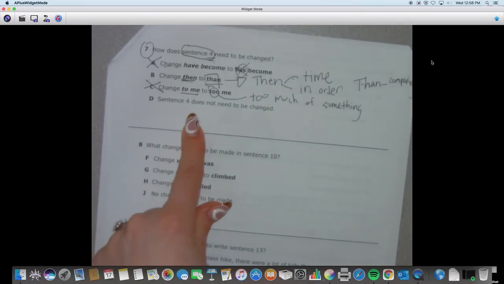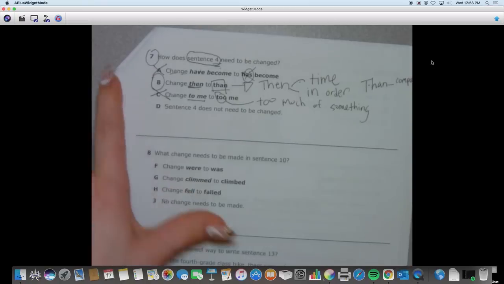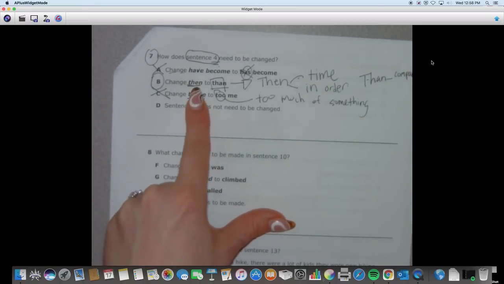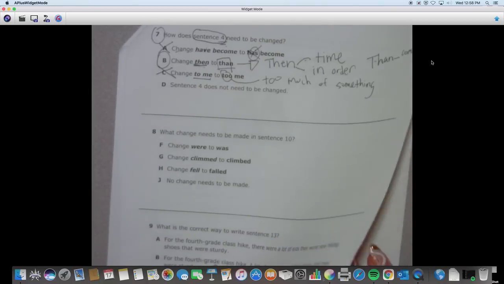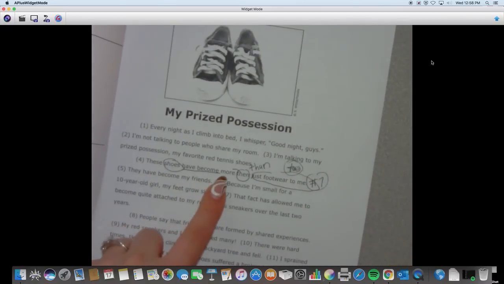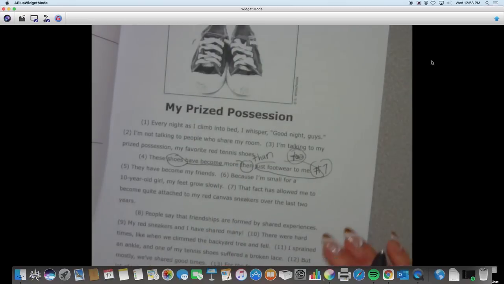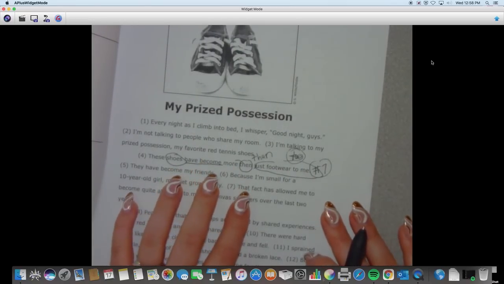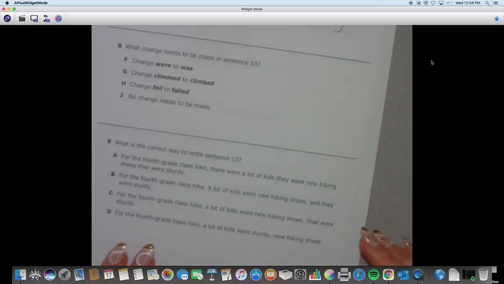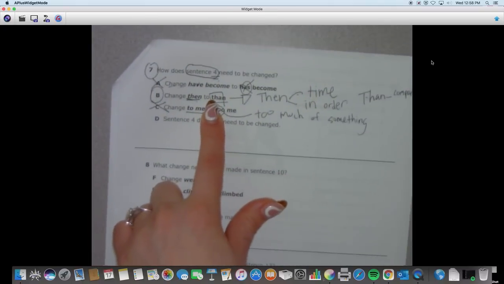And then D says sentence 4 does not need to be changed. Well, I would disagree with that because, again, B is a better change, right? We're not talking about I went to the store, then I came home. It's talking about these shoes have become more than just footwear to me. It's basically comparing how the shoes are more important than just regular shoes. So than is the best answer, so we do need to change then to than. Okay, so B is the correct answer here.